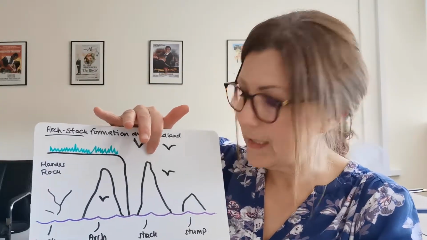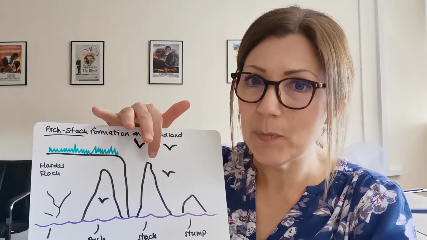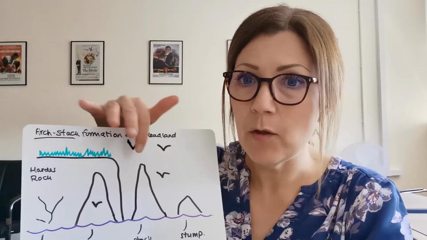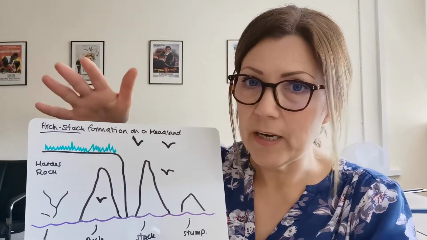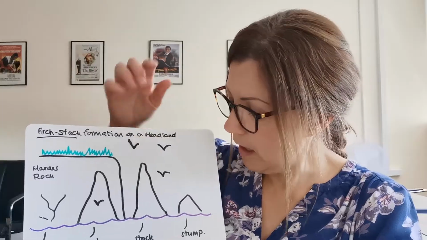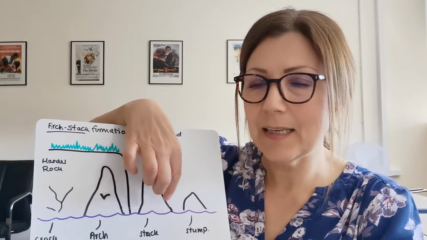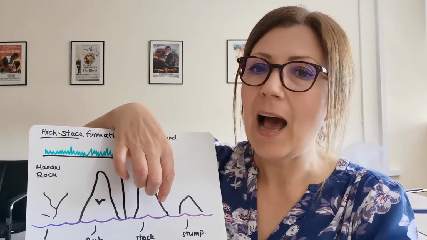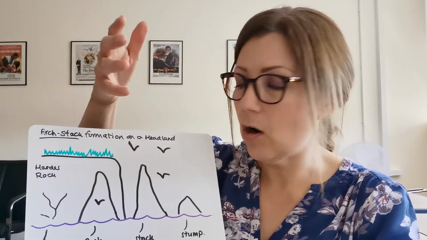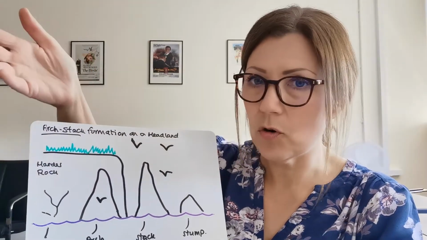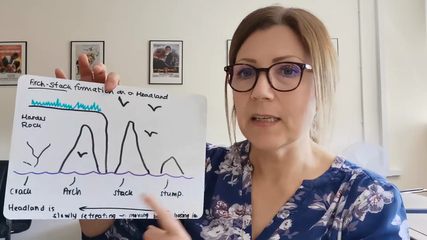And what will be left is this stack. So the stack used to be attached to the mainland by the roof, but not anymore because it's fallen down. So over time, what happens is the stack gets eroded at the base, and it will eventually become a bit top heavy, and the top of the stack will crumble into the sea, and we end up getting a stump formed.